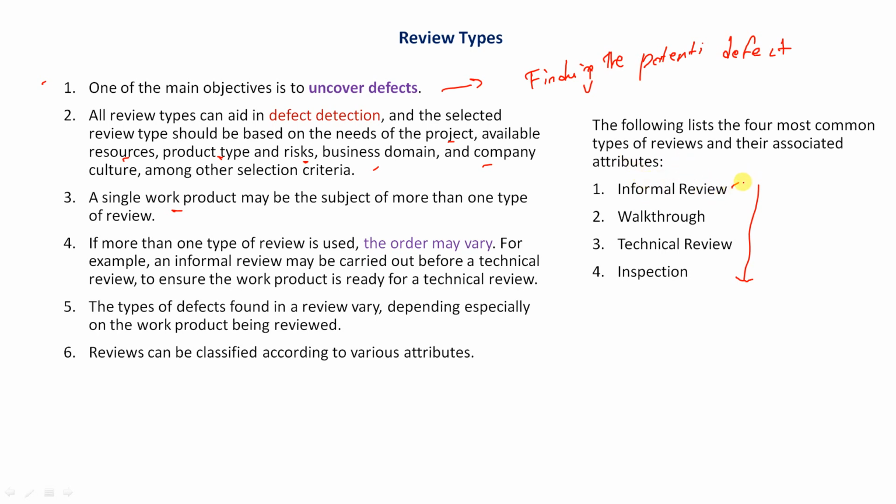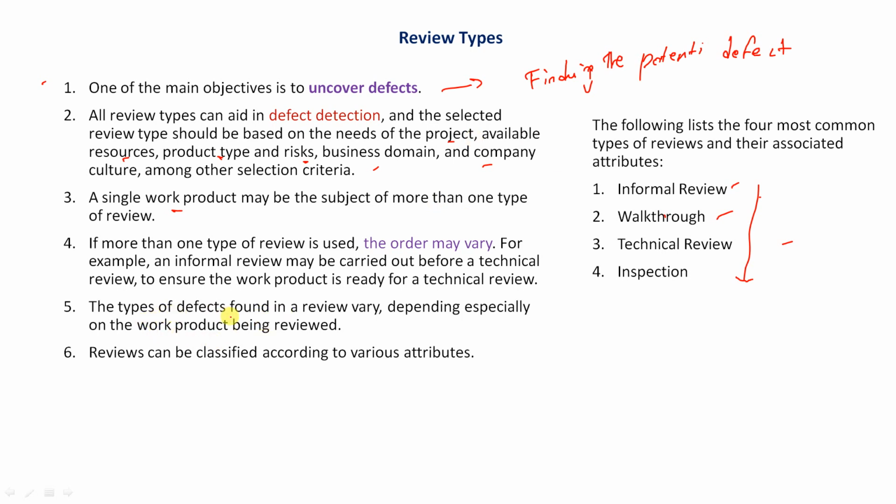You can skip informal review, you can skip walkthrough, you can directly go to technical review. Yes, it is applicable and acceptable. You can go to inspection, it is acceptable. Once you go to technical review, again you can come back to the informal review, again you come to the walkthrough. So it is possible, it is not an issue. That's what they try to convey.